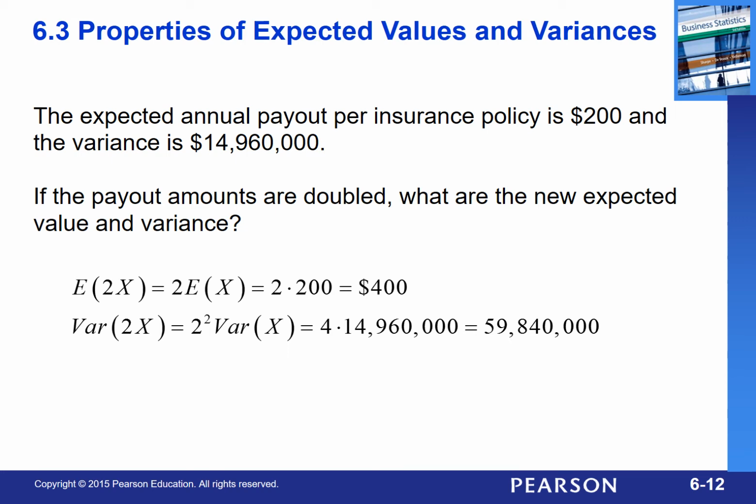If the payout amount is doubled, what's the new expected value and variance? So I'm doubling everything. I'm multiplying by 2. So you would expect it to double on average for the mean, and it should increase your variation by 4.